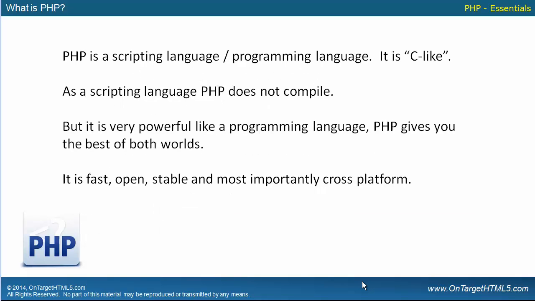PHP is a scripting language / programming language. It's C-like in its syntax. As a scripting language, PHP does not compile. That's the difference between a scripting language and a programming language. As a scripting language, there is no compiling of the language itself once it's written. But it's very powerful like a programming language, and PHP gives you the best of both worlds. Because there is a lot of power in PHP, as you're going to see as we work through these tutorial series. There's a lot of things that you can do with PHP that would be very similar to a programming language. It's fast, it's open source, like I said earlier, it's stable, and most importantly, it's cross-platform.